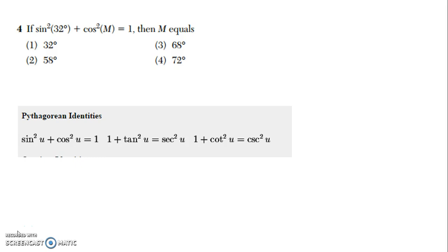For number 4, it says if sine squared of 32 degrees plus cosine squared of m degrees equals 1, then m equals. What you have to know is your Pythagorean identities. Sine squared of an angle plus cosine squared of an angle is equal to 1. So this said sine squared of u plus cosine squared of u equals 1. So if that first angle is 32, that next angle also has to be 32.